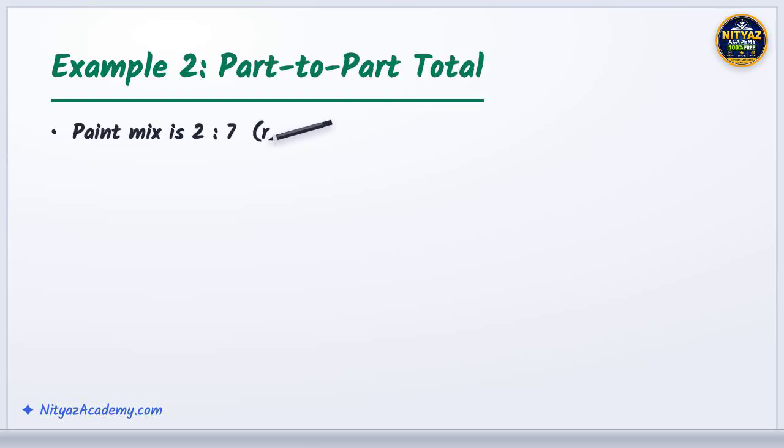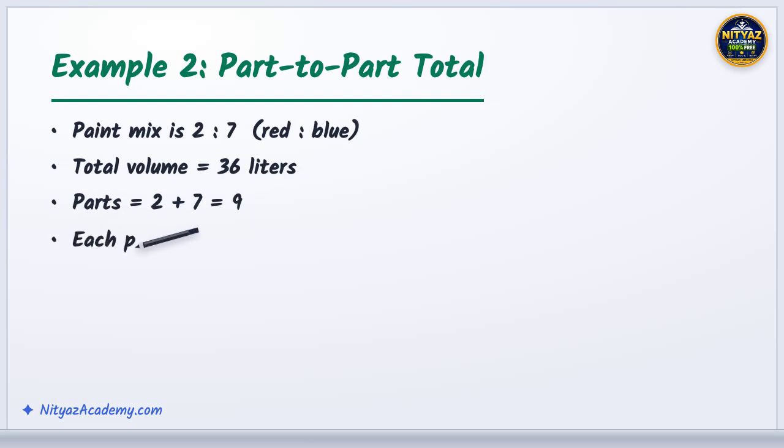A paint mix is 2 parts red to 7 parts blue, and you have 36 liters total. First, add the parts. 2 plus 7 is 9. Divide the total by 9 to find one part. 36 divided by 9 is 4 liters per part. Red is 2 parts, so 2 times 4 is 8 liters of red. This part-to-whole setup shows up constantly on the SAT.